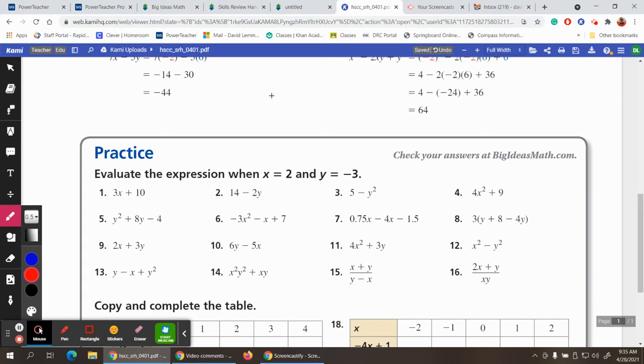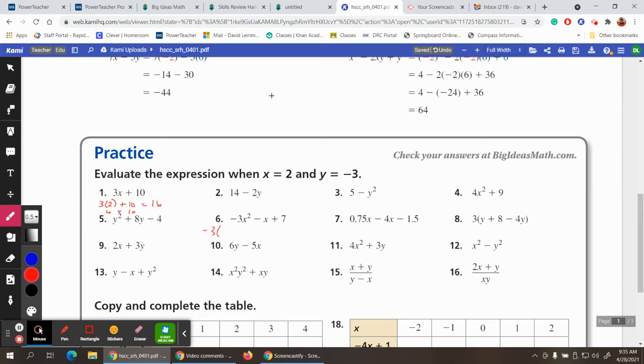Number 1 is 3 times 2 plus 10, and that is 16. Excuse me. Yeah, that's 16, because that would be 6 plus 10. Sorry, I got ahead of myself. All right. Let's drop down and let's do number 6.